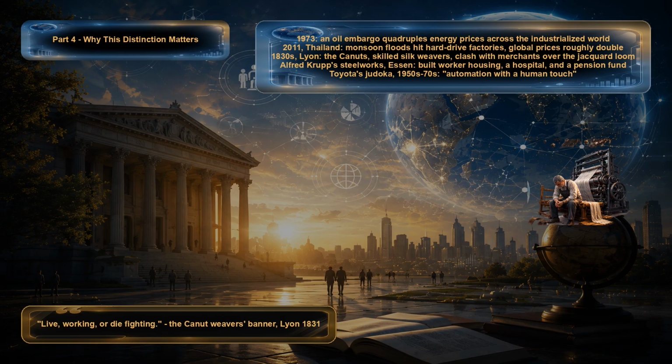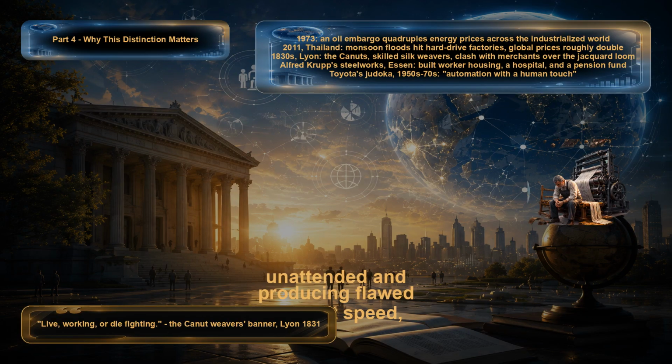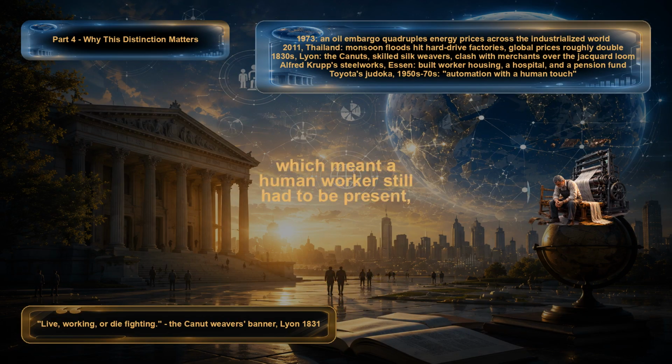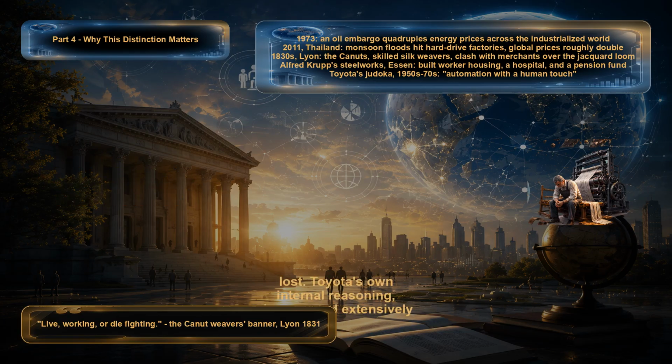Machines were deliberately designed to stop themselves the instant a defect appeared, rather than running unattended and producing flawed parts at speed, which meant a human worker still had to be present, still had to exercise judgment, at exactly the point where value was actually being added or lost.